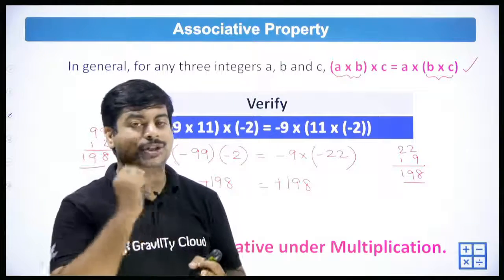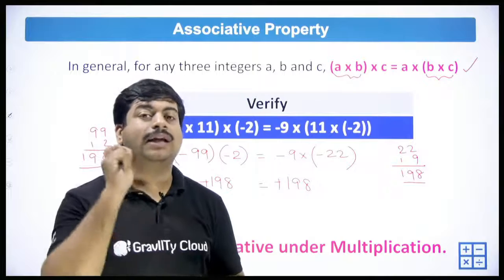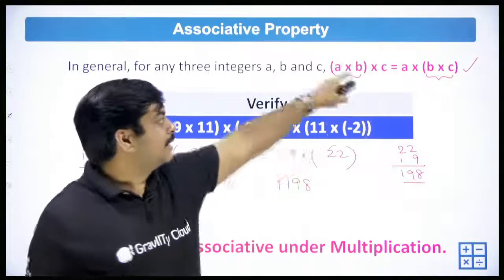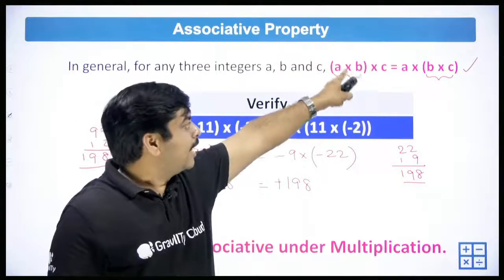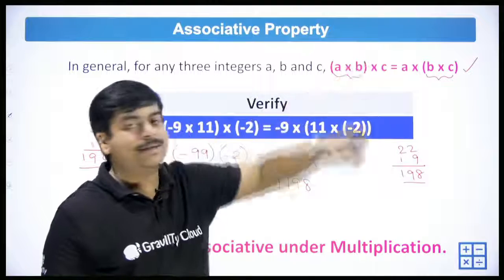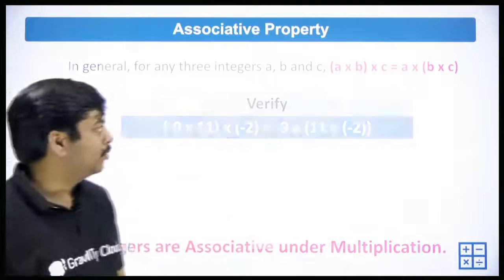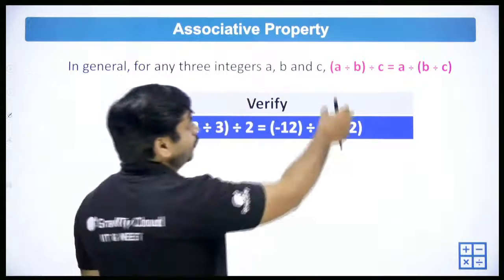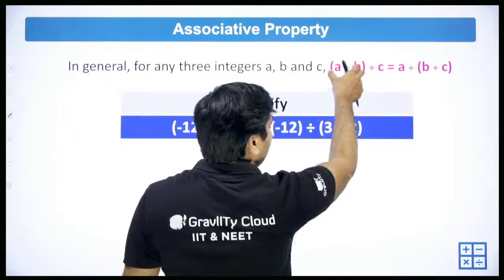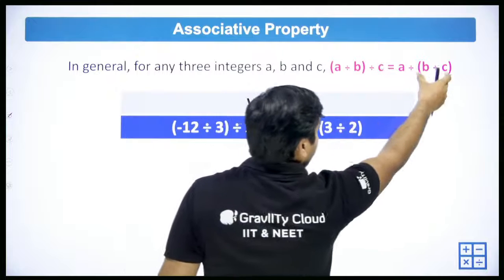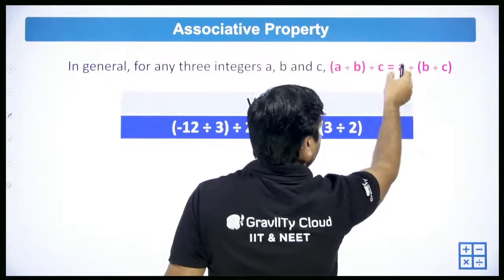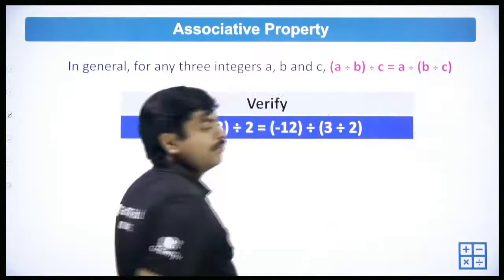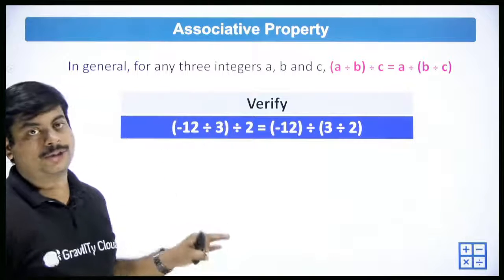Subtraction, no. Multiplication, yes. Now let us discuss division. Same way, A divided by B divided by C, and A divided by B divided by C. Let us try to look into that. For A divided by B, first we need to find the quotient, and with that you need to divide by C. First find B divided by C, then A divided by that value, and we need to find whether these two are equal or not.